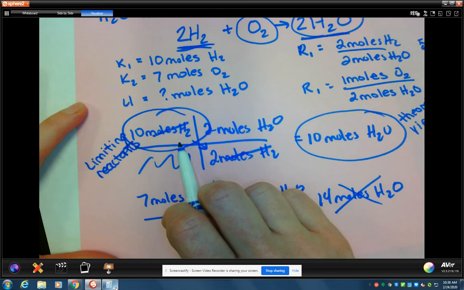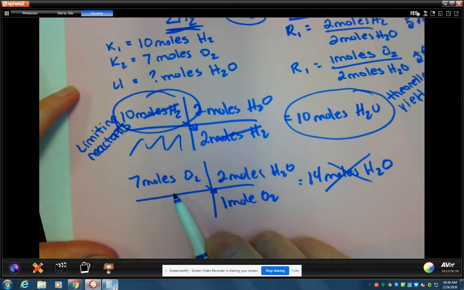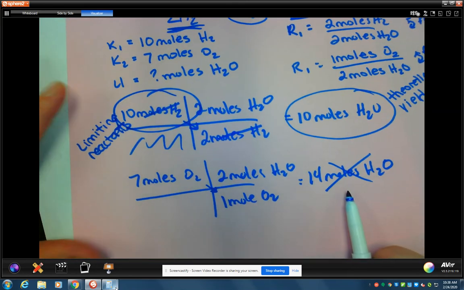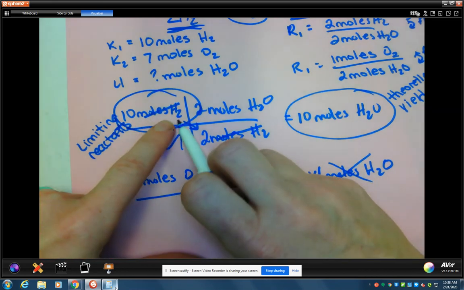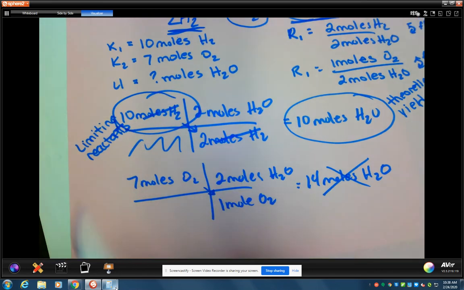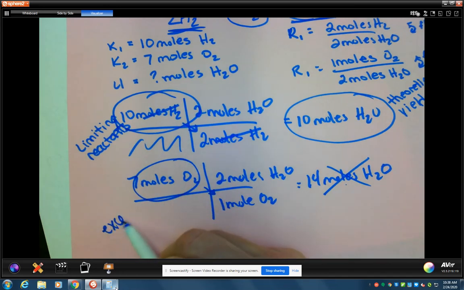Given this amount of hydrogen, we can only make 10 moles. Given this amount of oxygen, we can make 14. But we can't make 14 if we're running out of our hydrogen. So that's our limiting reactant. Whatever makes the answer that we don't care about, that's our excess reactant because we have excess left over.